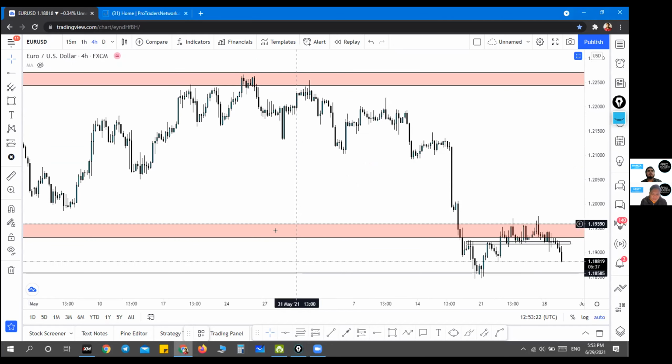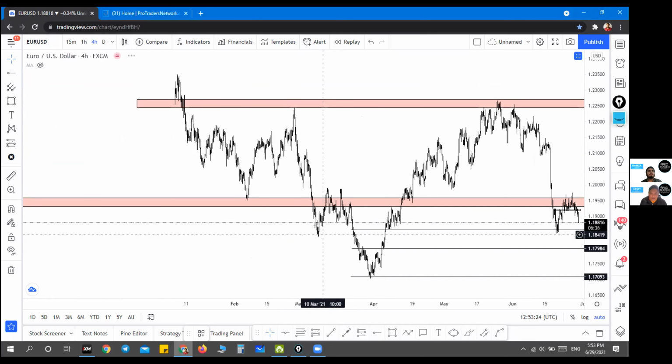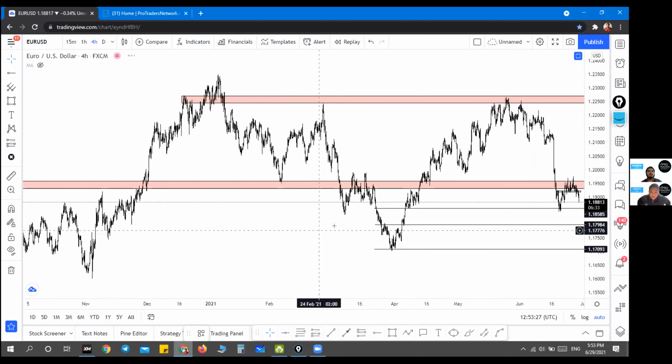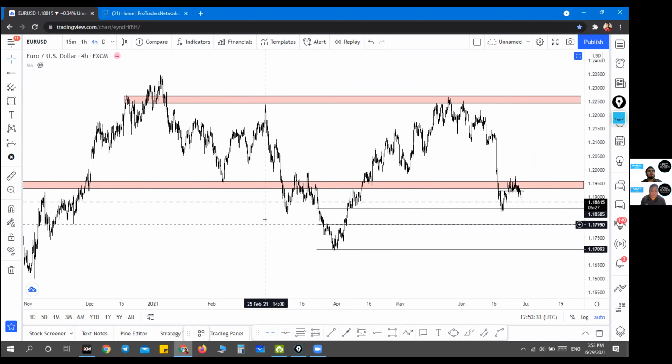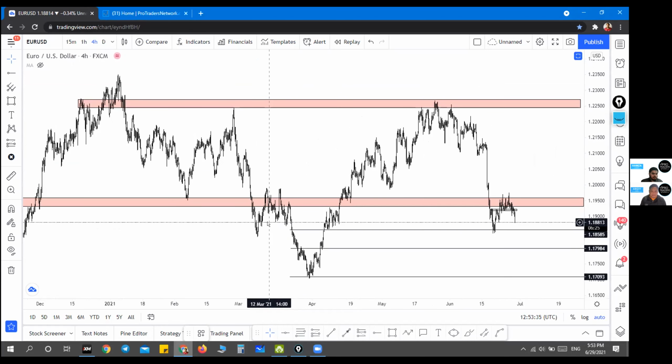So, I guess the US dollar is really appreciating against most of the currencies, right? Euro, Aussie, and pound. You're going to look at pound next? Yeah. Let me show you some.